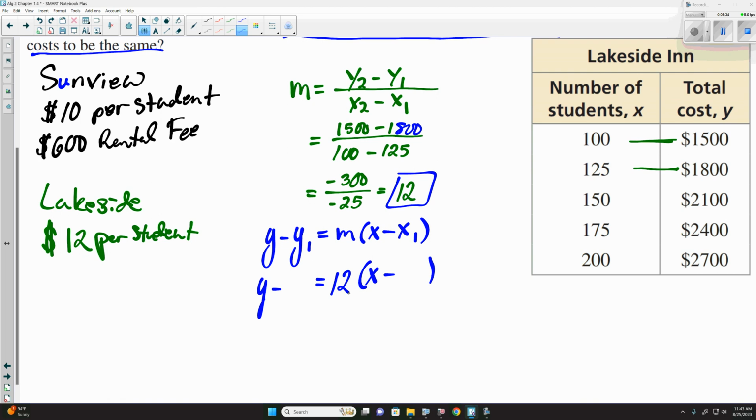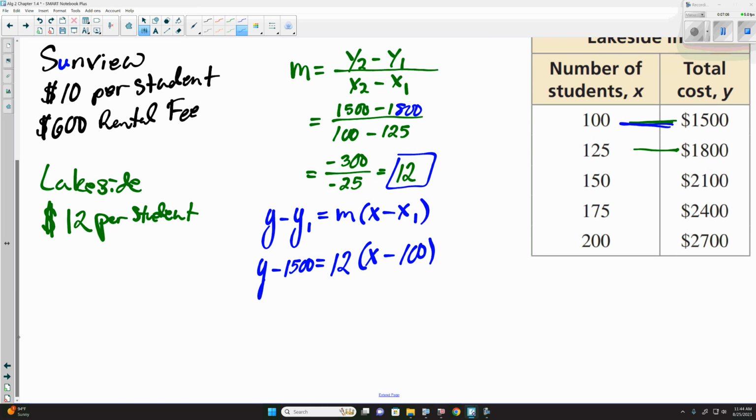Now we just need an xy value. Well, we have 5 of them. So which one do y'all want to use? The first one? Because it doesn't matter which one we use. We just have to make sure that we pick a corresponding x and y. We can't use 100 and $2,700. Those are not a corresponding pair. But before we move on and find the equations, are there any questions on this so far? Any questions on how we set up point slope form? Any questions on how we found the slope?